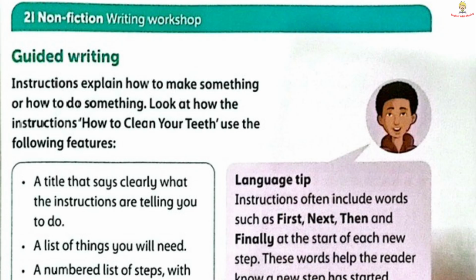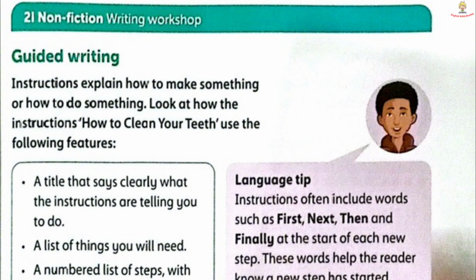Now move to the next page, guided writing. So here we learn how we write this type of instruction. Instructions explain how to make something or how to do something. So instructions are the things that explain how to do something and how to make something. Look at how the instruction how to clean your teeth uses the following features. So these are the features that if you write an instruction, you write like this. First one, a title that says clearly what the instruction is telling you to do. So the first thing is you have to write a title that clearly tells what you are going to do.